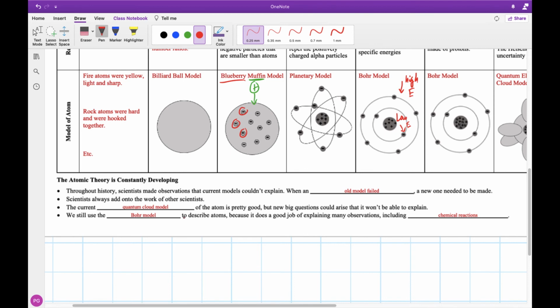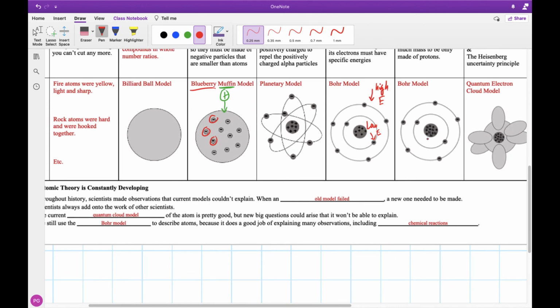The current quantum cloud model of the atom is pretty good, but new big questions could arise that this model doesn't do a good job of explaining. And we still use the Bohr model, these simpler models, to describe atoms because they do a good job of explaining a lot of things, including chemical reactions. Even though they're not perfect, these simpler models are often good enough in really simple situations. If you're doing high school chemistry, the Bohr model is more than enough. You don't need the quantum electron cloud model. In fact, this model is so complicated that if we insisted on using it, we probably wouldn't be able to do high school level physics or chemistry very well.